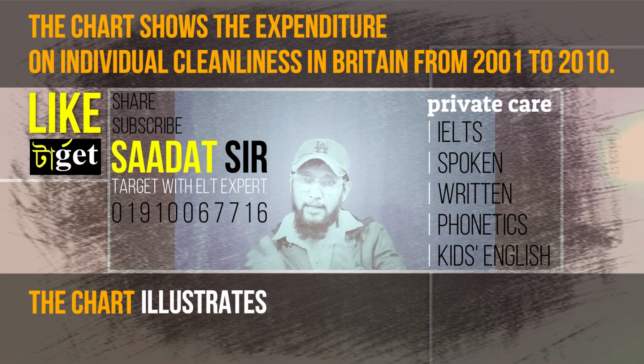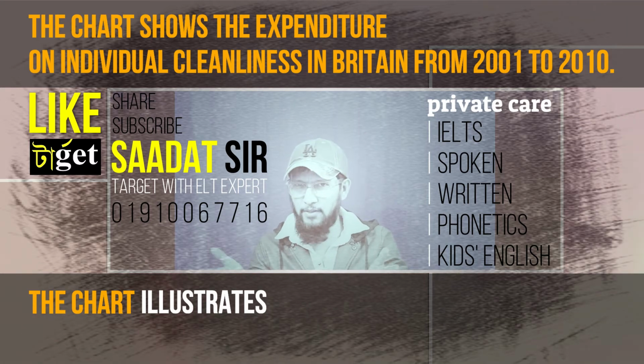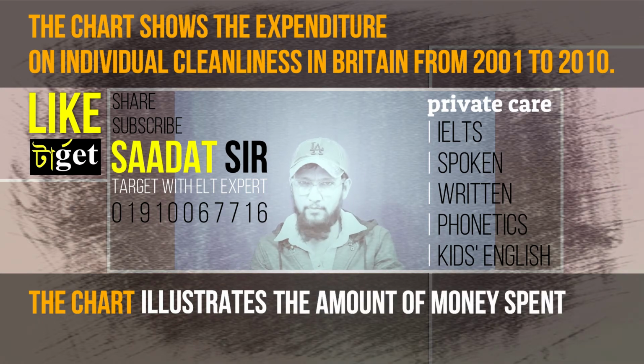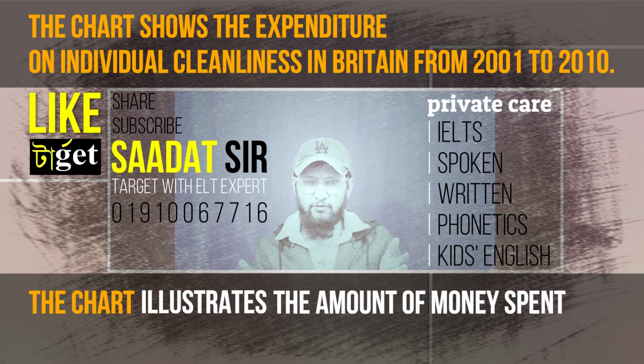Now, we can replace expenditure with our own word or our own words. So do you have anything in mind to replace expenditure? Yes. Okay, good. You got it right. Well done once again. So I have the same thing in mind. We can write in place of expenditure the amount of money spent. That's a good one. Well, so the chart illustrates the amount of money spent. Now the amount of money spent on what? The answer is individual cleanliness.